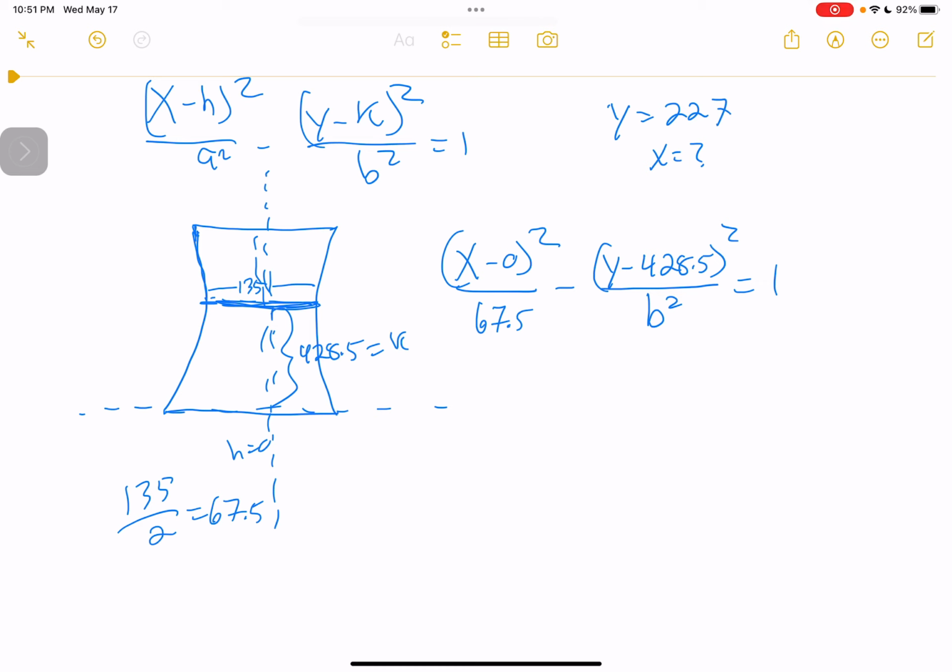Fortunately, we know a point here. We know the width at the bottom is 281. If the whole thing across is 281, then 281 divided by 2 is 140.5. So this is the point 140.5 comma 0.